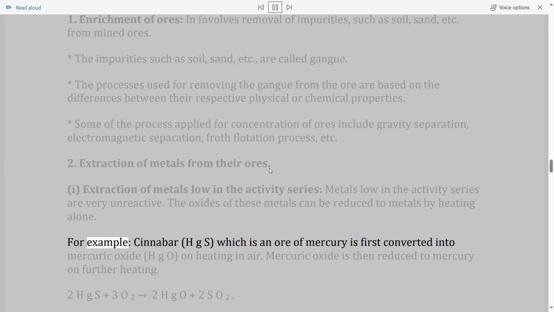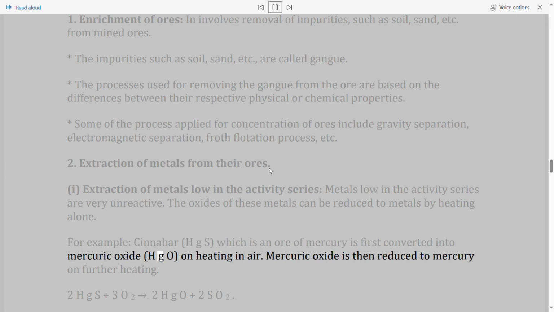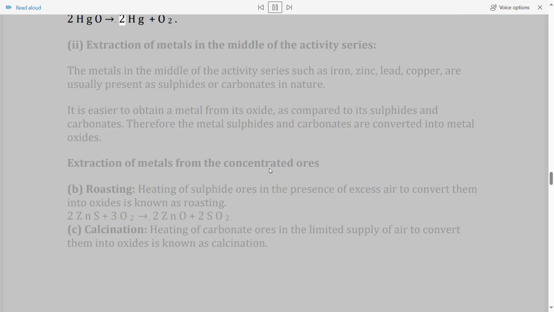For example, cinnabar, HgS, which is an ore of mercury, is first converted into mercuric oxide, HgO, on heating in air. Mercuric oxide is then reduced to mercury on further heating. 2HgS + 3O2 gives 2HgO + 2SO2. 2HgO gives 2Hg + O2.